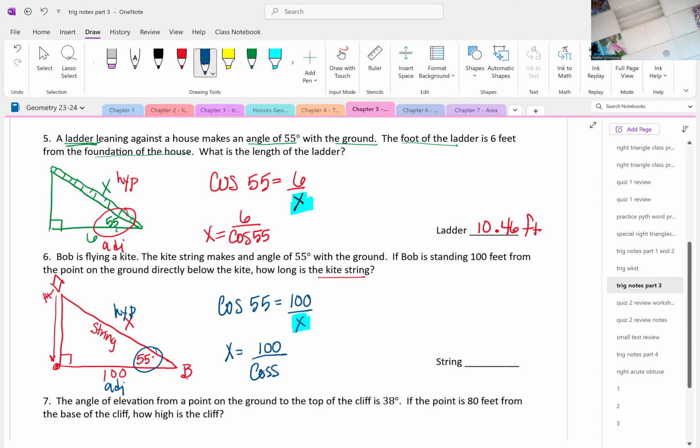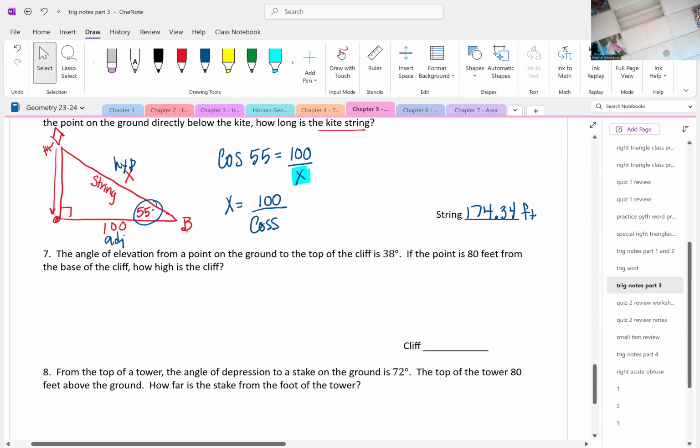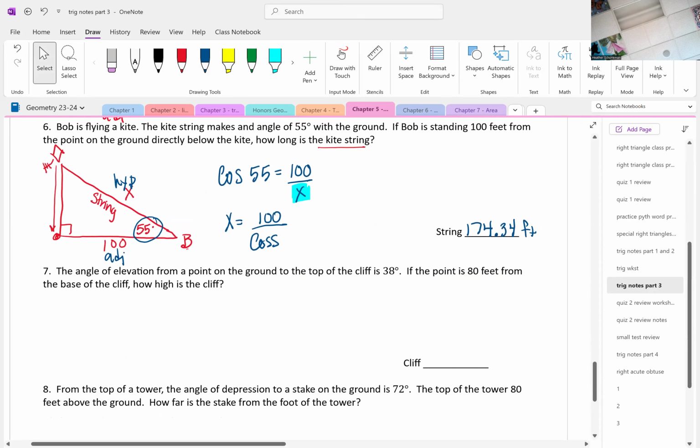Now I'm going to put this in my own handheld calculator because it won't take us long to flip back and forth, but you should know how to put it in your calculator now. 100 divided by the cosine of 55. Whoops, mine's in the wrong mode. So here we are. All right, so that's going to give me 174.34, and we are in feet. We got a big old kite. If you go to the beach ever, you can see them.